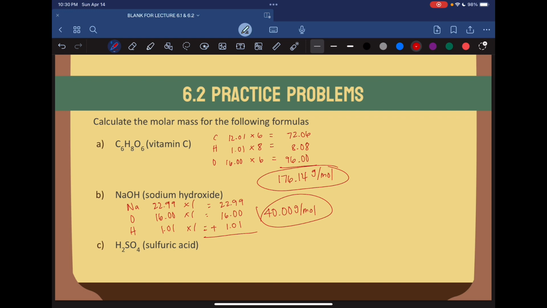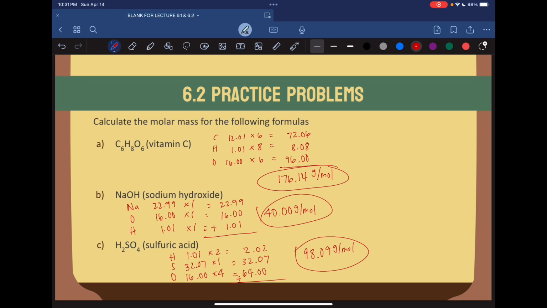What about sulfuric acid? I have 2 hydrogen, 1 sulfur, and 4 oxygen. 1.01 times 2 equals 2.02. Sulfur is 32.07. There's only 1 of them. Oxygen is 16.00, and there's 4 of them. And 16 times 4 is 64. And we're going to add all these numbers together. 2.02 plus 32.07 plus 64. You get 98.09 grams per mole. My G looks kind of like a 9, but that's grams per mole.